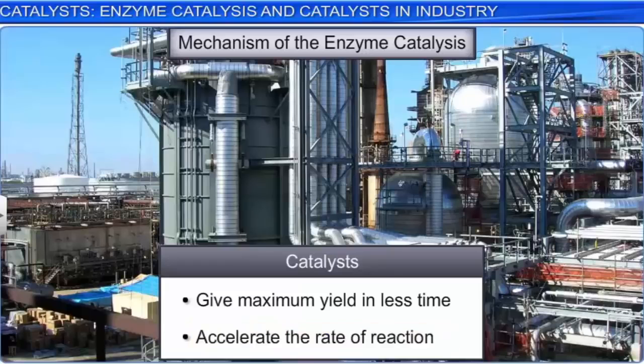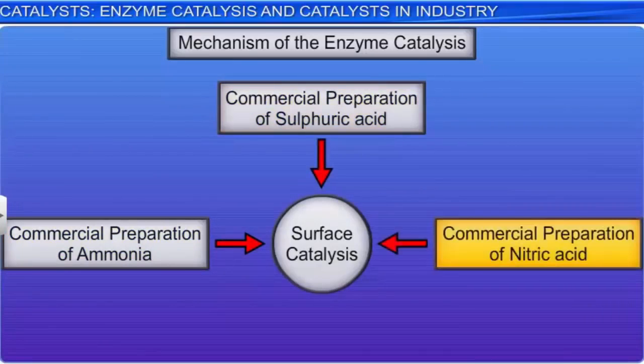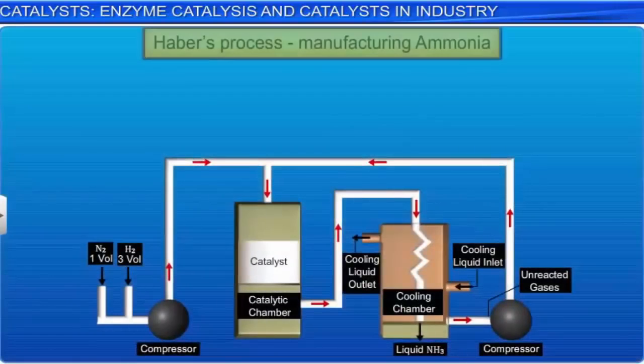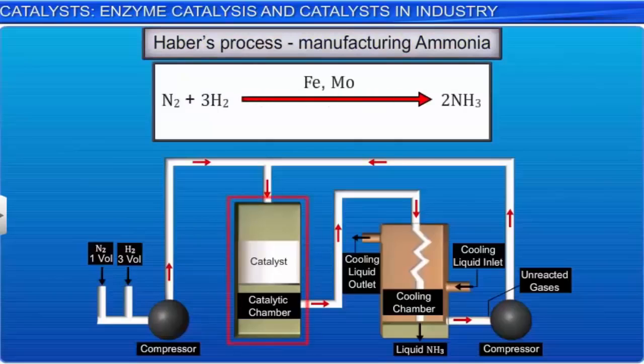The commercial preparation of ammonia, sulfuric acid, and nitric acid are also based on the phenomenon of surface catalysis. Haber's process for the manufacture of ammonia uses iron as a catalyst and molybdenum as promoter. To strike a balance between the quantity and quality of the product, the process is carried out at 723 to 773 Kelvin temperature and 200 bar pressure.